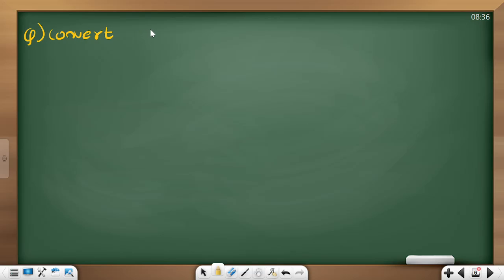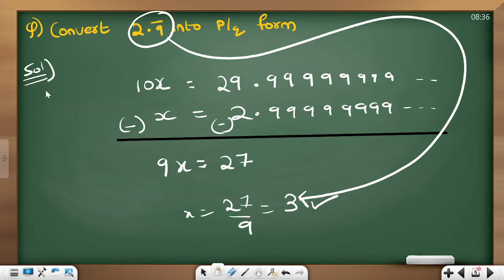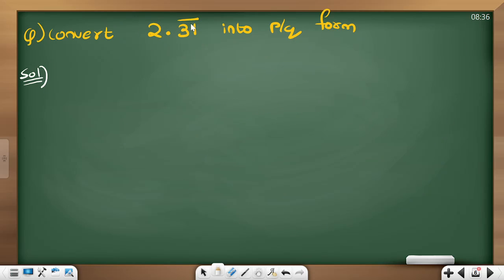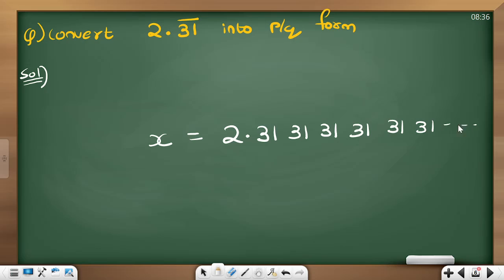Convert 2.31 bar into p by q form. So you might get a doubt over here. Sir, in all the previous questions it is 2.9 bar, 1.3 bar, the bar is there only for one number. Here why did you put bar for two numbers? So what that means is x equal to 2.31 31 31 31 31 31 and so on till infinity. This is the meaning of putting bar for 31.